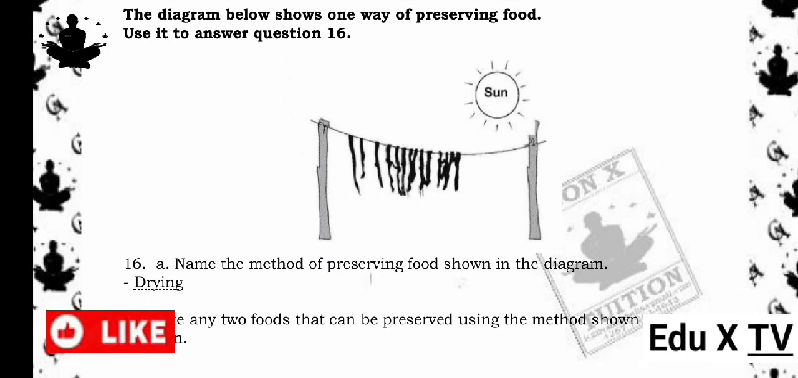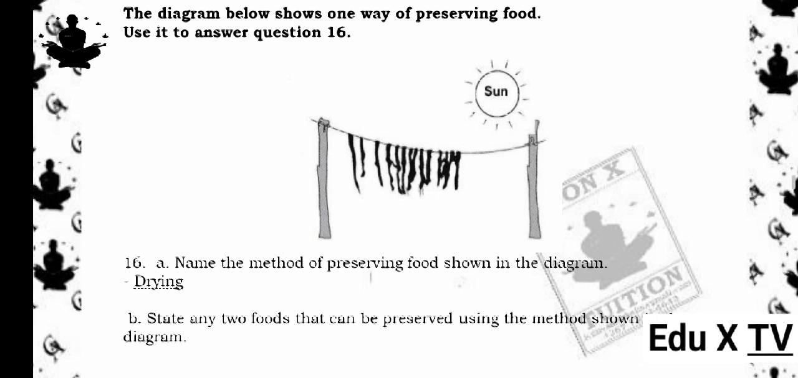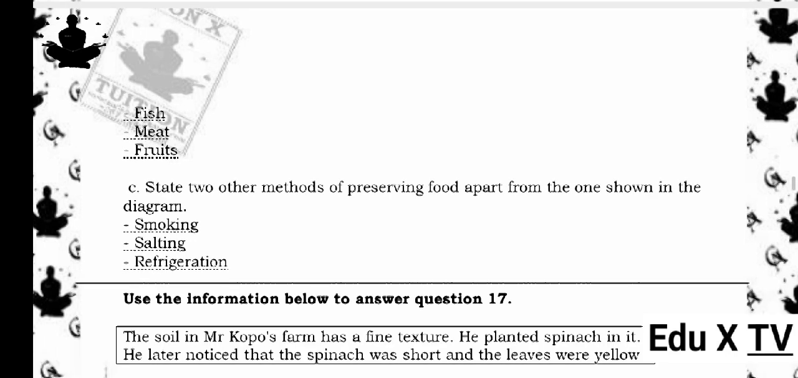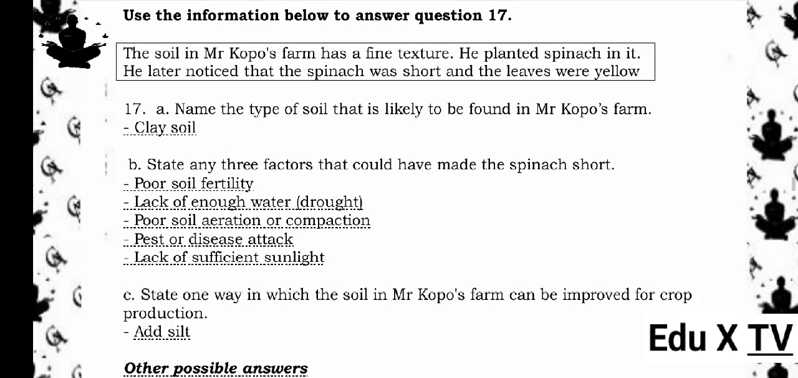The diagram below shows one way of preserving food. Use it to answer question 16. 16. A. Name the method of preserving food shown in the diagram. Drying. B. State any two foods that can be preserved using the method shown in the diagram. Fish, meat, fruits. C. State two other methods of preserving food apart from the one shown in the diagram. Smoking, salting, refrigeration.